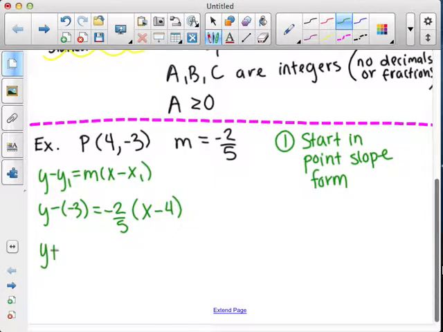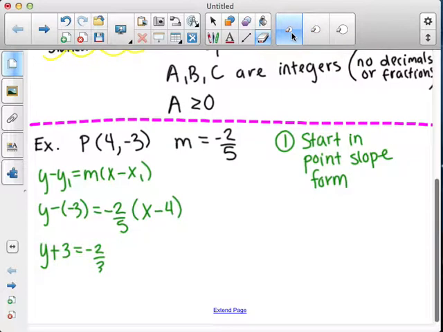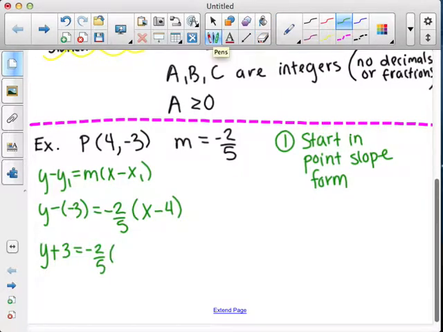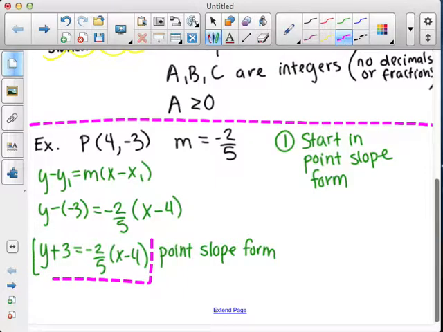So this becomes y plus 3 equals negative 2/5 times x minus 4. And we're done for point slope form. So I'm going to highlight that. That's my answer for point slope form. Very easy.